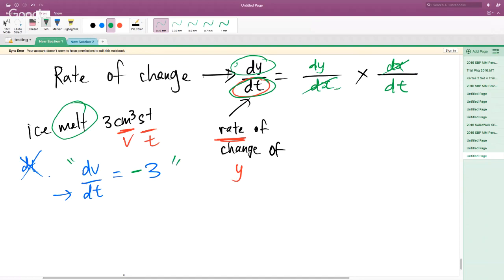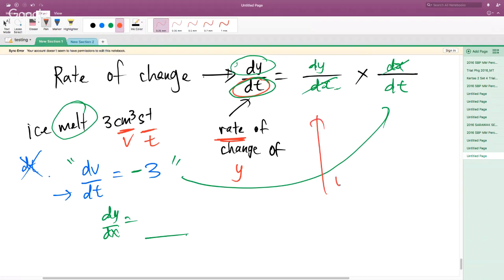Then you just substitute into dv dt, and you will have something like dy dx, and you substitute the values into it. For this formula, the y and x can be anything. You can change them to the volume, the area, the radius, the length, or anything you want. They don't fix it. y and x are just variables.